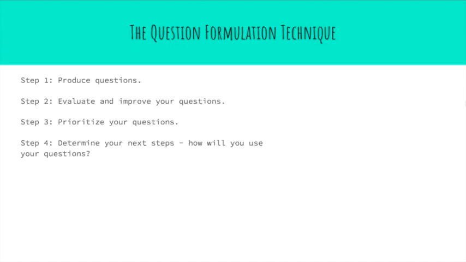So today we are going to use the question formulation technique, and this is a very specific set of steps that you'll use to form your own research questions. Step 1, we produce our questions. Step 2, you evaluate and improve your questions. Step 3, prioritize your questions. And step 4, determine your next steps. How will you use your questions?